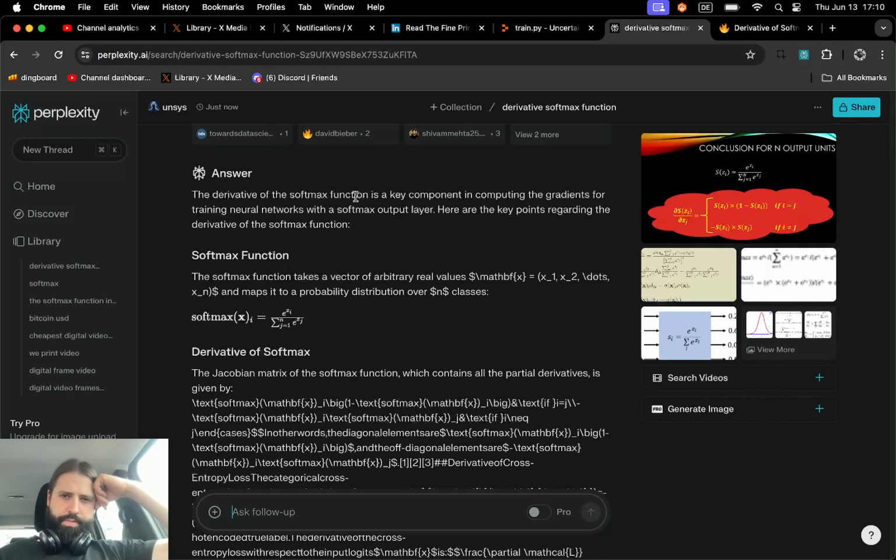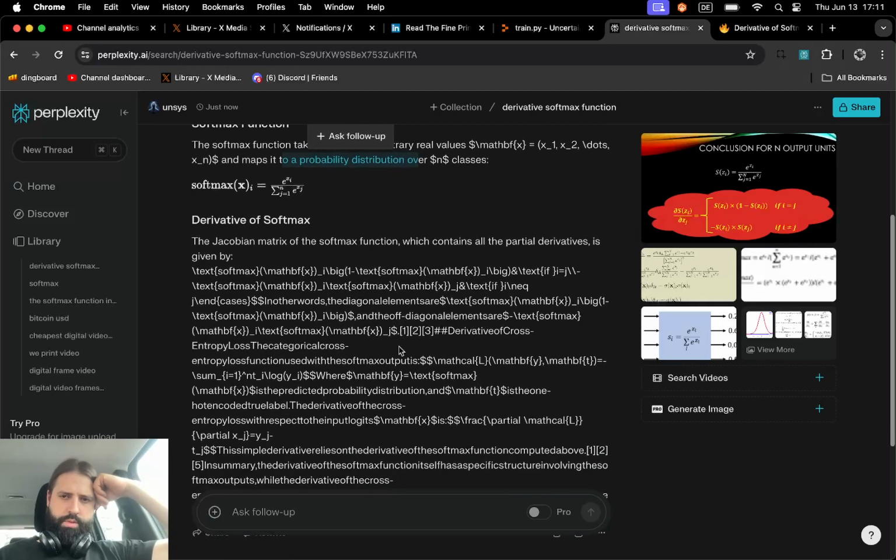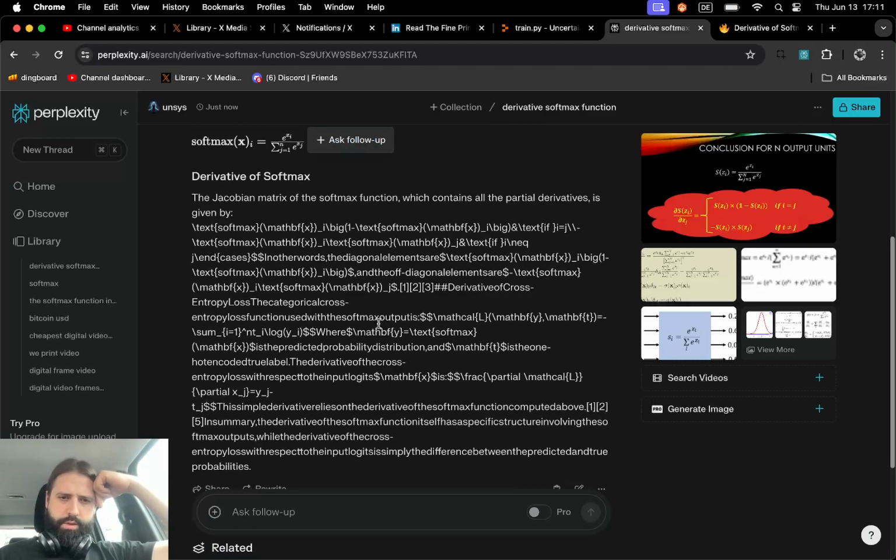Derivative. The Jacobian matrix of the softmax function, which contains all the partial derivatives, is given by these.